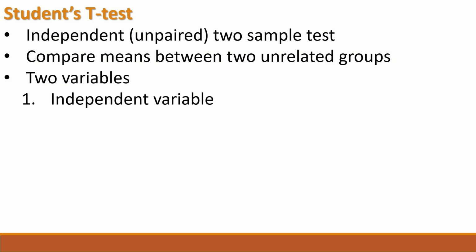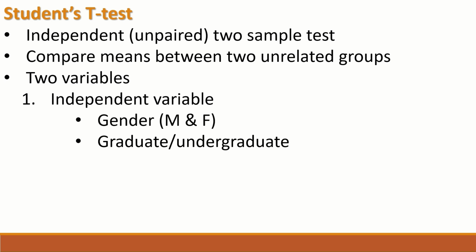These two variables can be: one variable is the independent variable, and this independent variable is categorical. It has only two groups in it. It is binomial, only two groups. Gender, such as the category of the gender, it can be either male or female. Undergraduate or graduate, those are two groups.